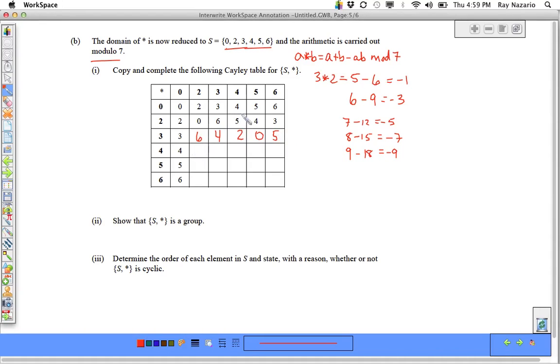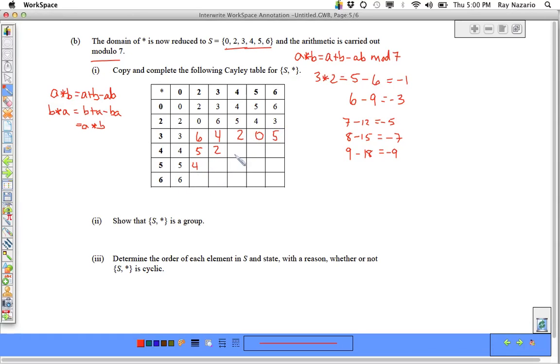It looks like we have some commutativity here. We could try and prove commutativity and then just copy. Yeah, that'd be quick, it'll be faster than doing all these computations. So I'll say that A star B equals A plus B minus AB. B star A equals B plus A minus BA, which is equal to A star B. So we do have commutativity. So I know I have reflection across the main diagonal. So this is 5, 5, 4. This will be a 5. This is 6, 4, 2. So this will be 2, 4, 6.